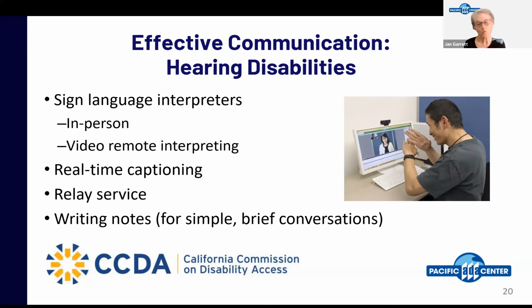Also, you can write notes back and forth or text back and forth for simple, brief conversations, like, how much is that candy bar? It's $1.50. Boy, inflation. That is something that you can do with a brief note back and forth. But any kind of more complex, more lengthy communication needs to really use the type of communication that the person finds effective for them.